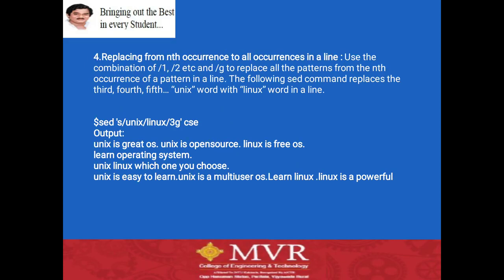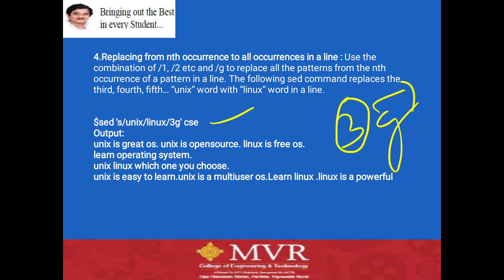Then, replacing from the nth occurrence to all occurrences, this is another case. For example, say Unix has come thrice in the first line; can we replace 2 to last? Suppose in the first line Unix has come 5 times, can we replace 3 to 5? Yes, that also we can do. The syntax is the same, but here 3G stands for from third occurrence to all. G is nothing but global.